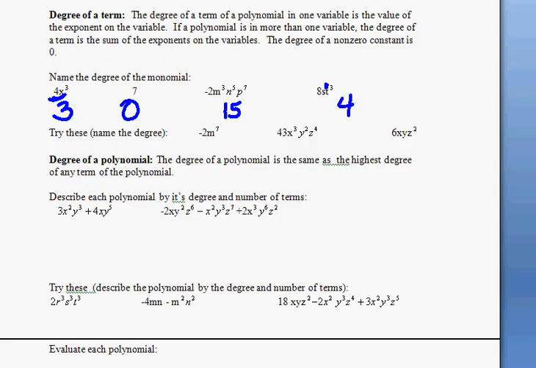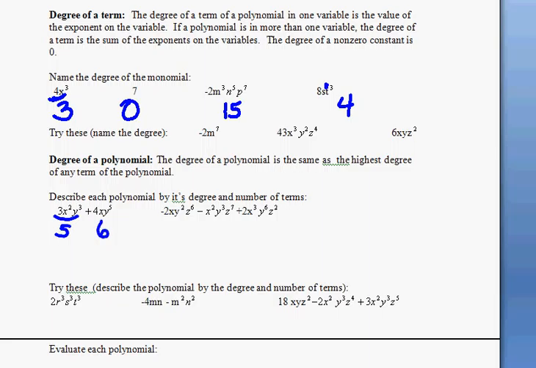So the next one is 3x squared y cubed plus 4xy to the fifth. And we want to describe that by its degree and by its number of terms. So in order to determine the degree of the polynomial, first I have to figure out the degree of each term. This first term has a degree of 5. I added up the powers. The second term has a degree of 6. Again, I added up those powers.